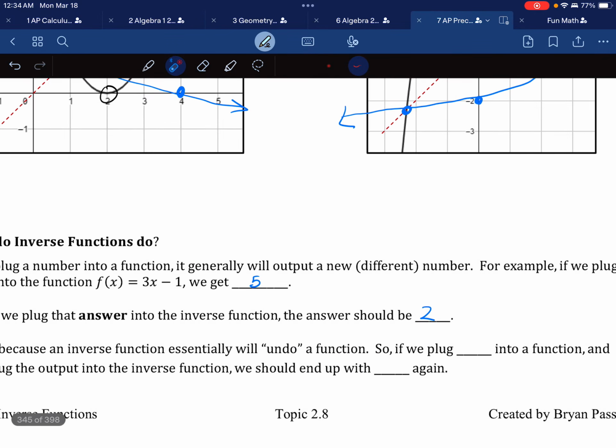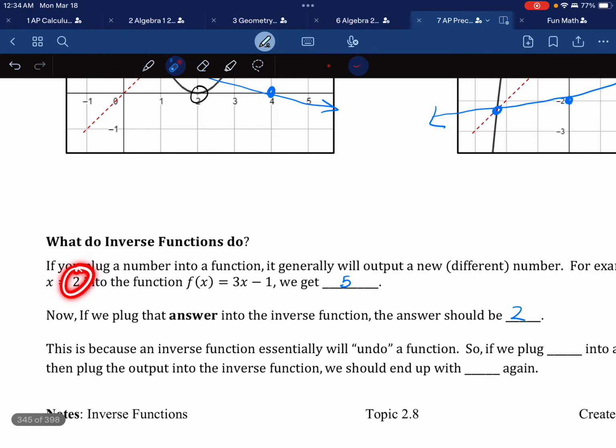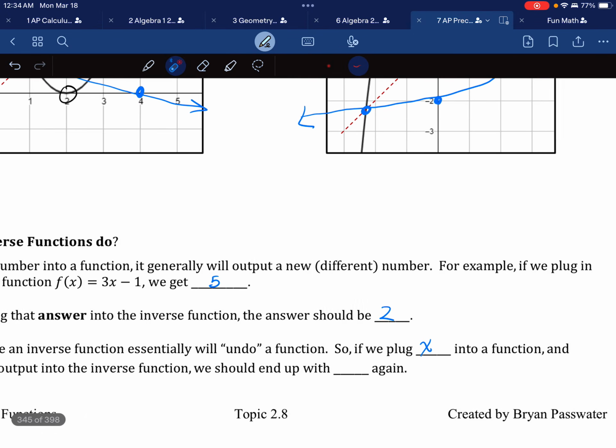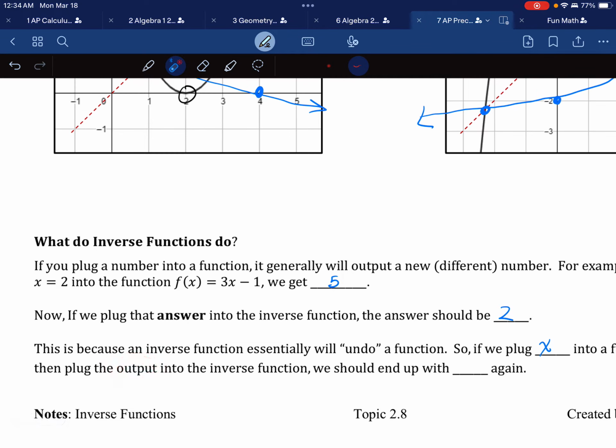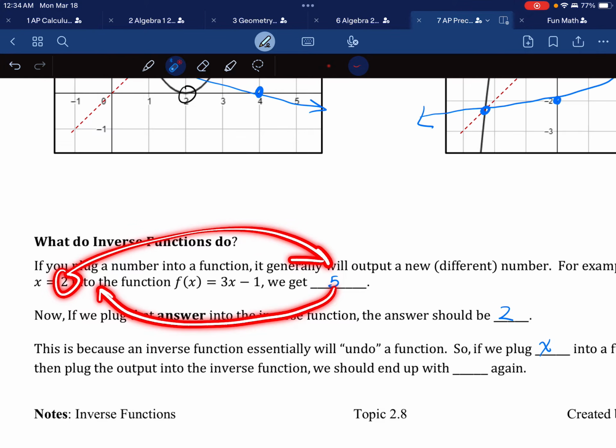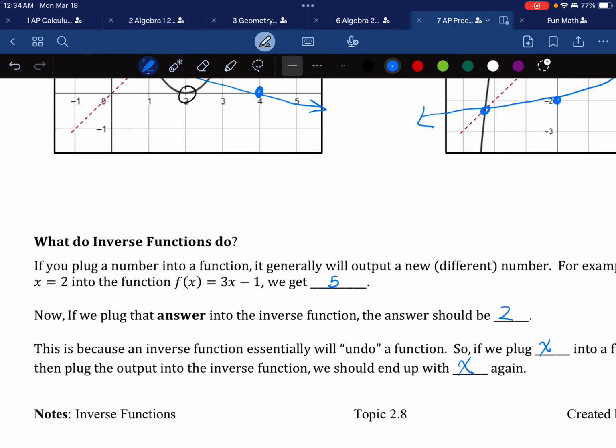So let's go ahead and just generalize that. Instead of plugging in 2, let's just plug in x. If you plug in x, we get some answer. So we plug that into a function, and then have that output. What we're going to do with this answer is plug that answer of 5 back into the inverse function. We go back to the original function. So if x went to 5, 5 would go back to x. And this is typically how most textbooks define an inverse function. Plug the function into the inverse function, and it always gets back to x.